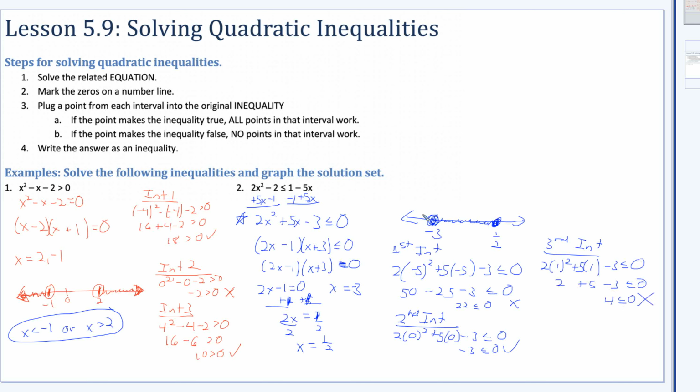So our answer is this solution right here, and we can write this as an inequality. So this is an and, but when it's something between two numbers like this, we can put the left number, negative 3, is less than or equal to our variable x, which is less than or equal to 1/2. And that is the solution, or those are the solutions for this inequality here.